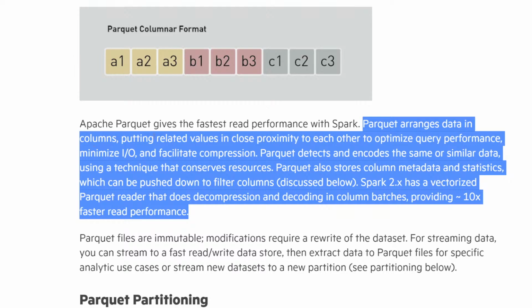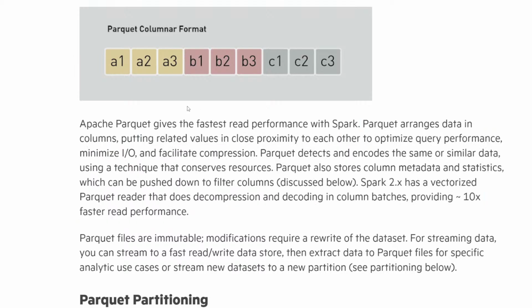Parquet arranges data in columns, so it's a columnar data format. It puts related values in close proximity. So if you look at this picture, all the A's are together, all the B's are together, all the C's are together. They put that in close proximity so that it optimizes the query performance. It minimizes the IO, and it facilitates compression because all the string values are together, all the date values are together, and the integer values are together. That makes compression much easier.